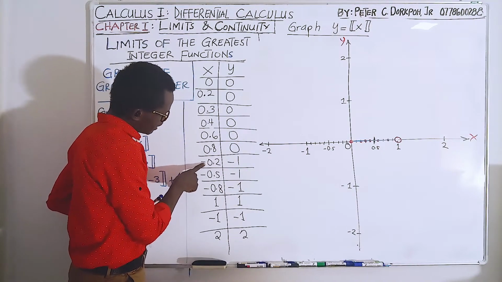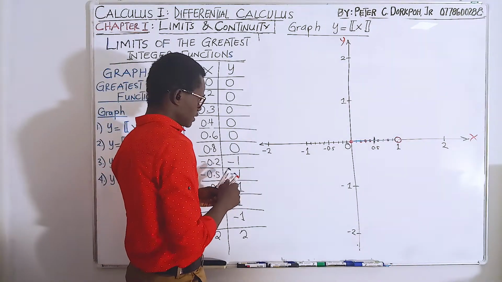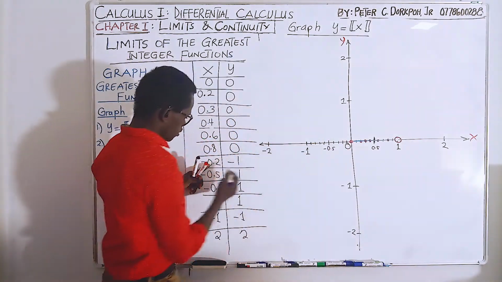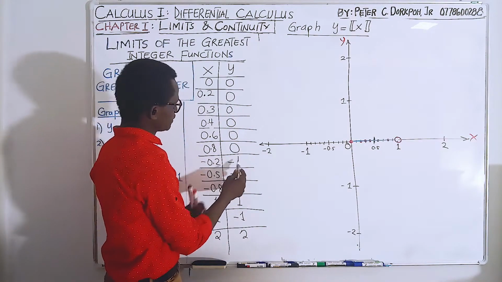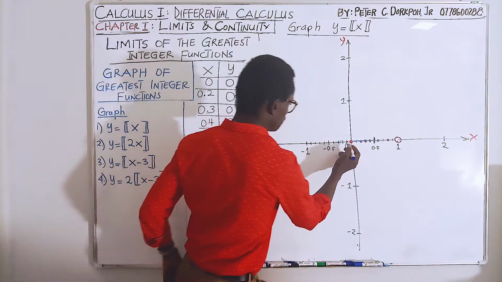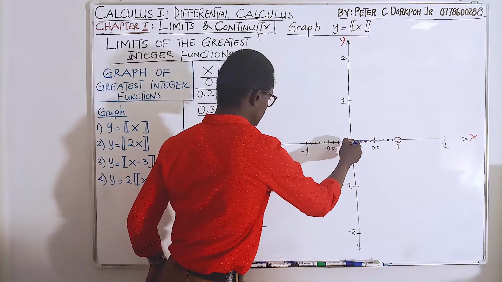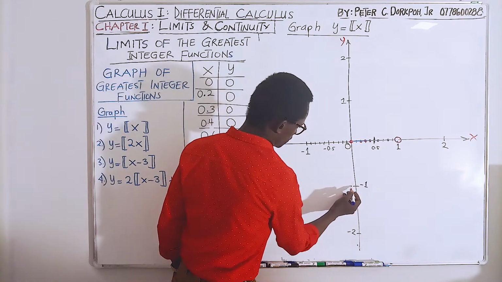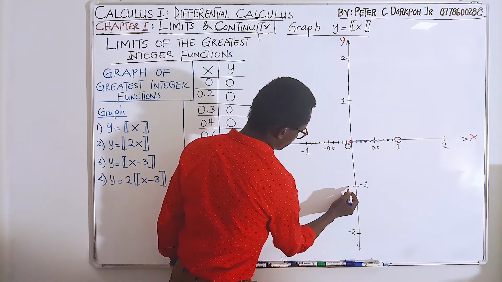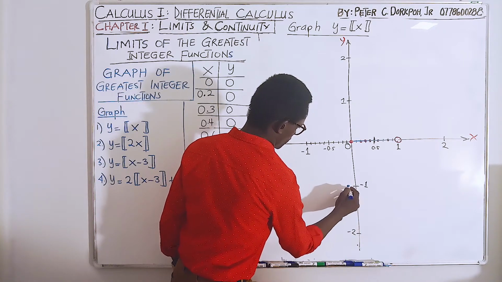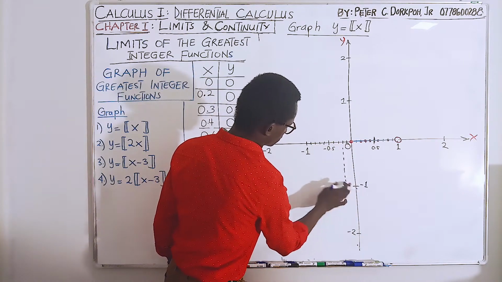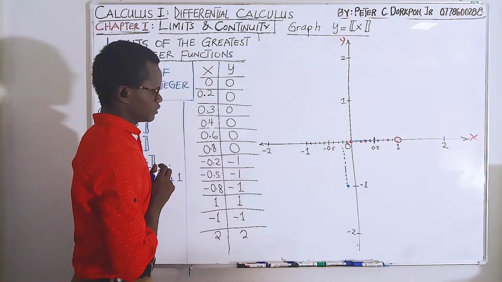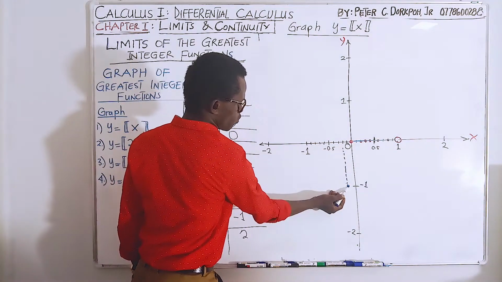Now, the next one you have negative 0.2. So this is how we have negative 0.2, 0.1, 0.2, and then what is our y? Our y is negative 1. So if this is negative 0.2, y is now negative 1, right? Down here. So let's say this is minus 1, right here, directly here like this. That is it, right? When x is negative 0.2, y is minus 1.